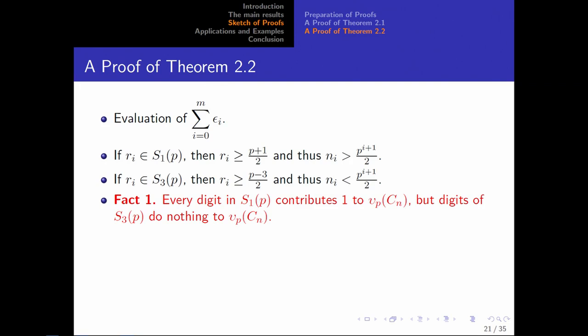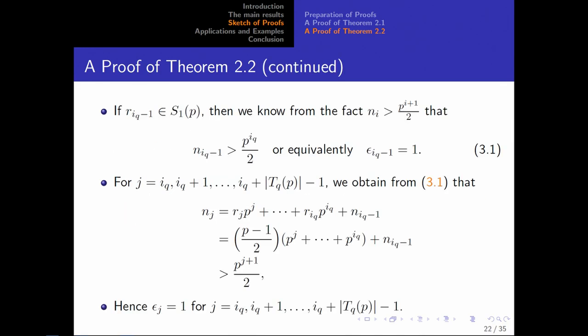If Ri belongs to S1p, then Ni will satisfy this inequality, and thus epsilon i will be 1. If Ri belongs to S3p, then Ni will not satisfy this inequality, and thus epsilon i will be 0. Owing to it, we can know that every digit in S1p contributes 1 to VpCn, but the digits of S3p do not. Our next step is to tackle the digits in S2p.